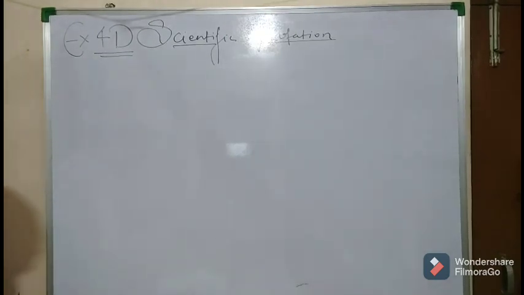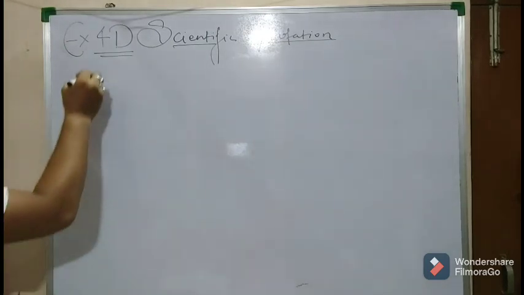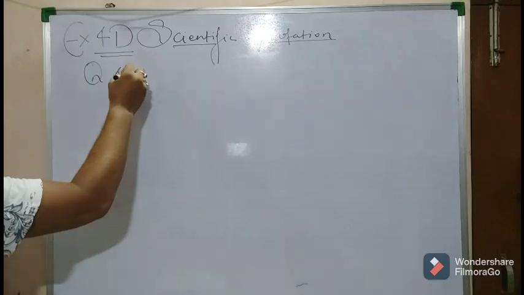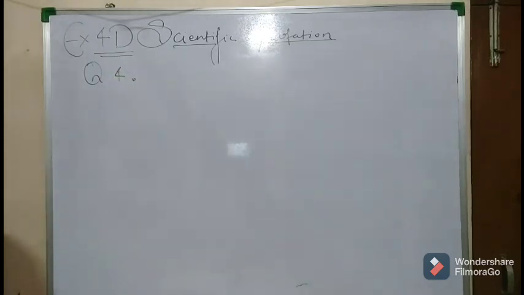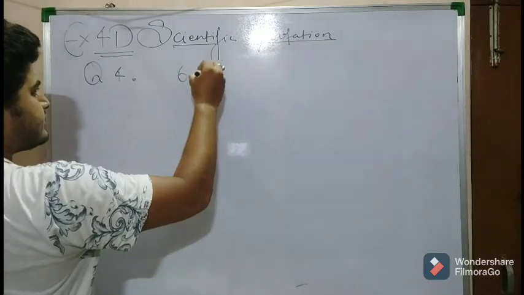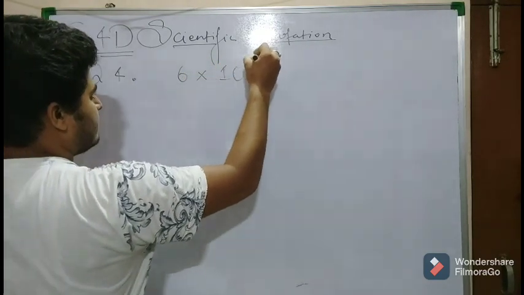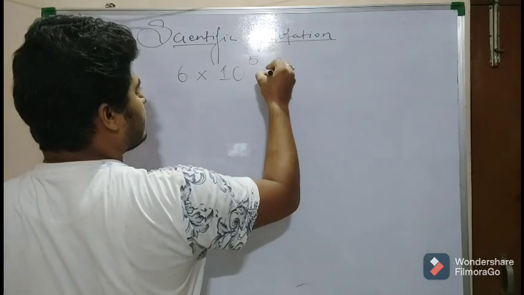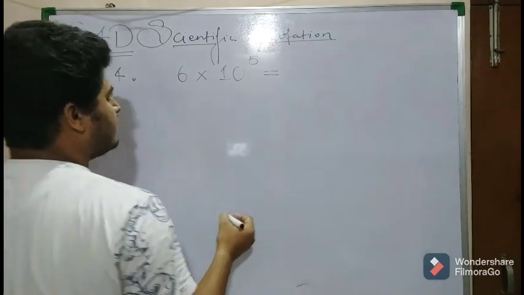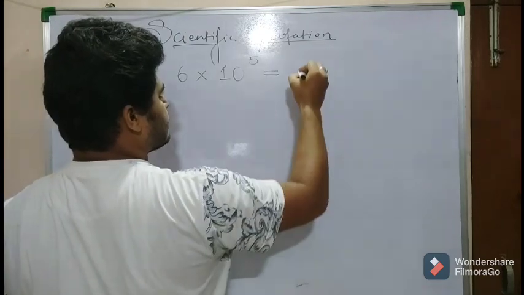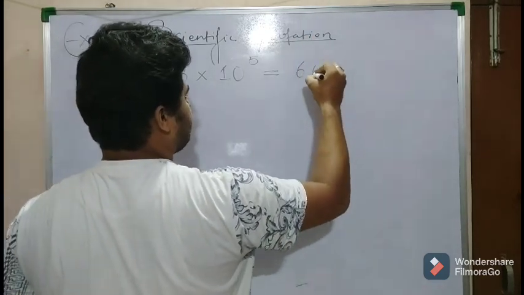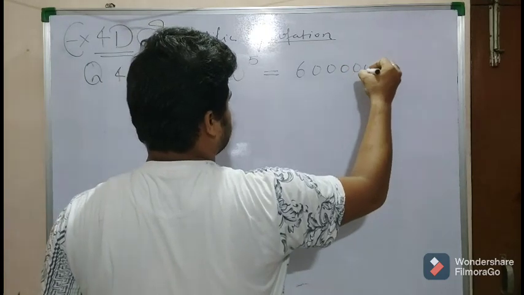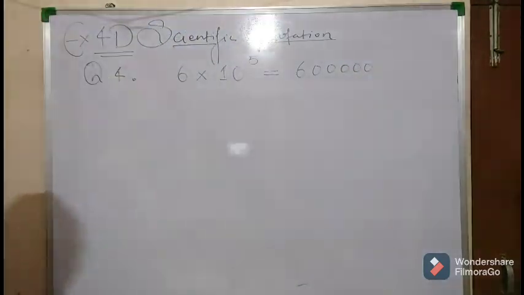Then in question number 4, it is saying write the number in standard form, like it is saying 6 multiplied by 10 raised to the power 5. So we have to convert into standard form. We have to remove the 10 to the power, not in scientific notation. So 6 and 10 to the power 5 means 5 zeros. So this will be the standard form.